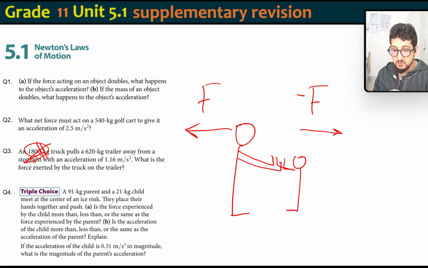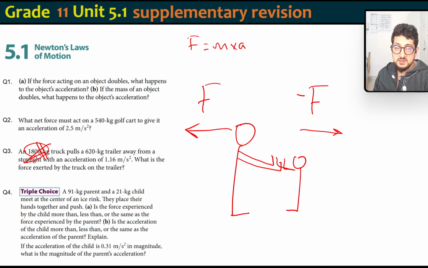The forces are equal. The acceleration is not equal. The mass isn't equal, but the forces are. Force equals mass times acceleration. Now, the mass of the father is different to the mass of the child. If the masses were the same, then the accelerations would be equal in magnitude as well.